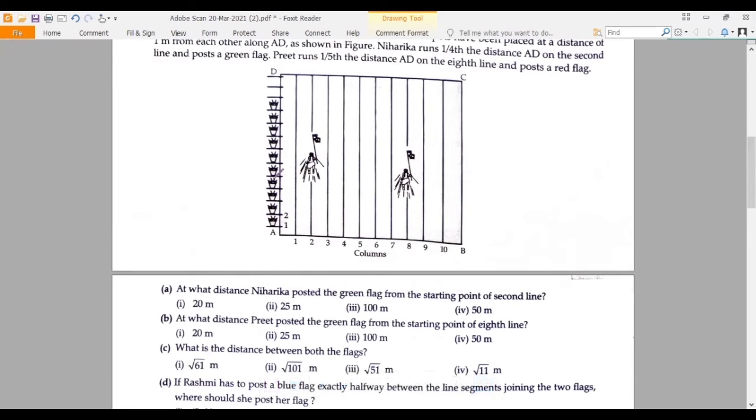So the total distance is 100 meter, because 100 pots are placed and between two pots there is 1 meter distance. So 100 meter is the distance. Niharika ran 1 by 4, so 100 into 1 by 4, that is 25 meter. So she runs 25 meter. Next, at what distance did Preet post the red flag from the starting point? Here it is given wrong, Preet posted the red flag. Okay, this one will be the red flag. So 100 into 1 by 5, so 20. So 20 meter. This is the correct answer.